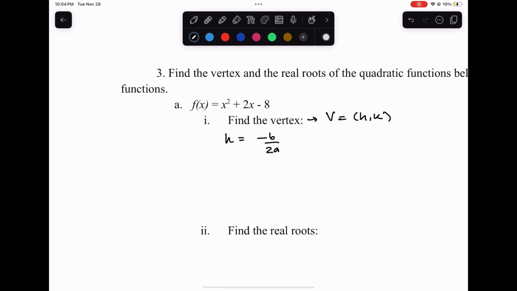Next up, we're finding the vertex and the roots. So h is negative b over 2a. We can see that b is 2 and a is 1. So we will have to find h, which is negative 2 over 2, and h will be equal to -1.